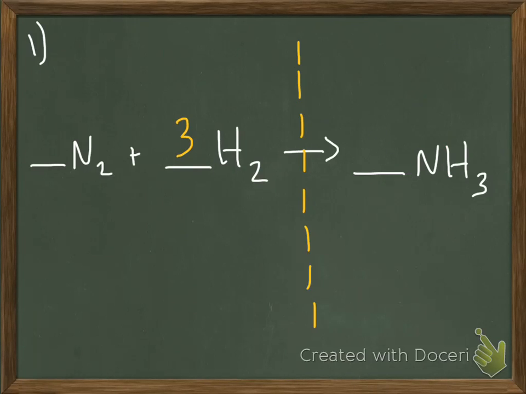Well, what we can do is we can put a 3 in this box. Oops, I erased my 2. We can put a 3 over there. So now we have 3 times 2 equals 6. 2 times 3 equals 6. So we have 6 hydrogens on each side, and we have 2 nitrogens on each side. So now we're finished. And then for the ones that you don't put anything, it's really just a 1. So we can put a 1 in there like that.